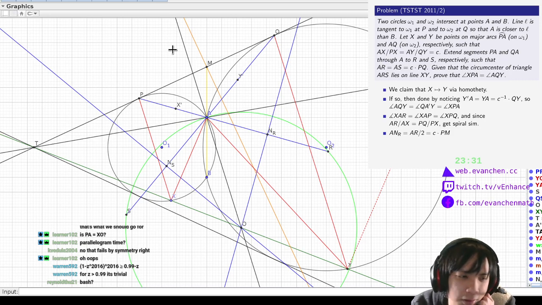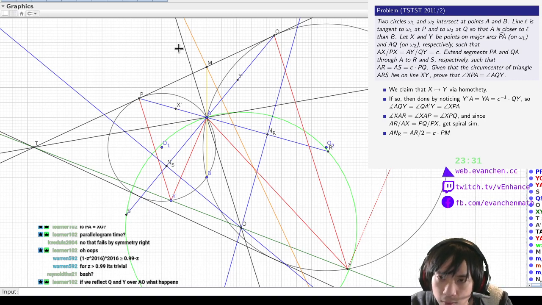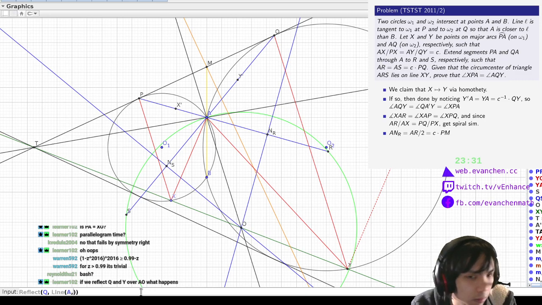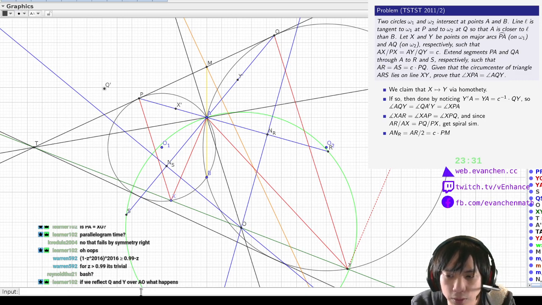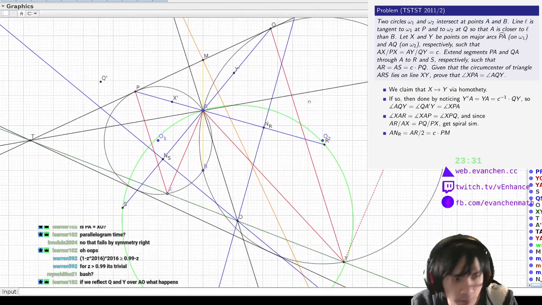What would I do though? I don't have a setup either. If we reflect Q over AO, what happens? So that's Q over AO, and Y over AO is somewhere down there. I don't know if you expect something out of that.